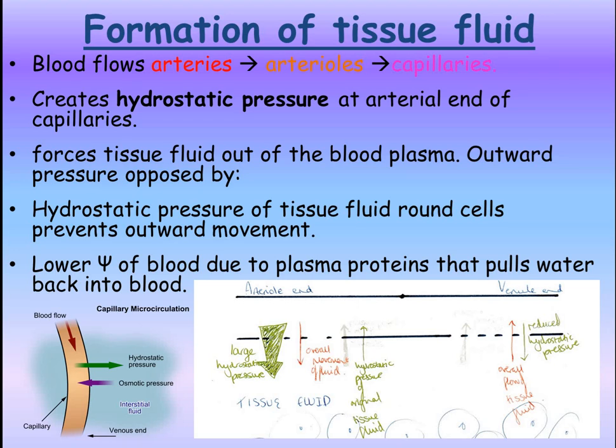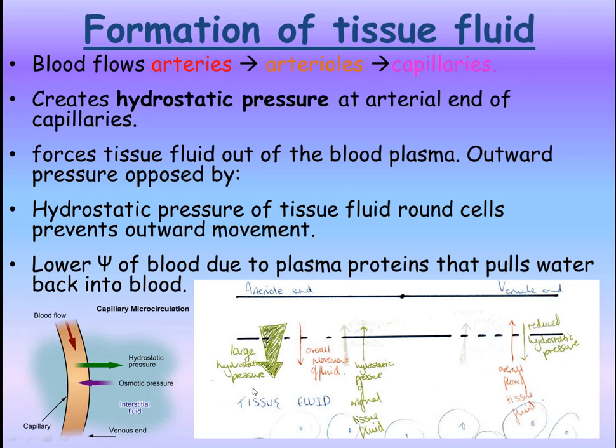But that outward pressure is opposed by two smaller forces. You've got a small hydrostatic pressure of the existing tissue fluid that is around the cells, which is opposing the hydrostatic pressure. And you've also got the fact that there is a lower water potential of blood because of the plasma proteins that are too big to fit through. The plasma proteins lower the water potential, so it tries to pull the water back into the blood.